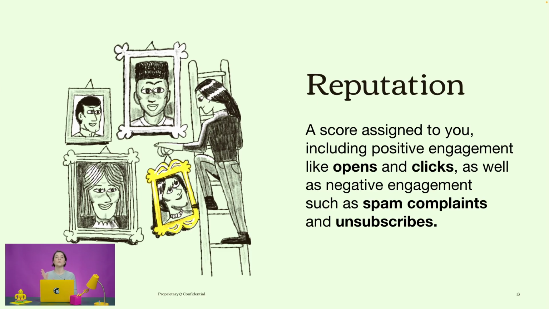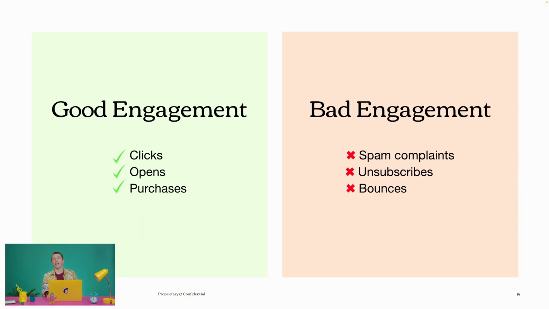Then there's reputation, which is like a score that you're assigned based on how users interact with the content that you send out. Clicks and opens from an interested audience are a form of email engagement that contributes positively to your email sending reputation. A good reputation will improve your chances of reaching their inboxes. On the other hand, if you have a high amount of spam complaints or unsubscribes, your emails might get stuck in a spam filter or could be blocked.